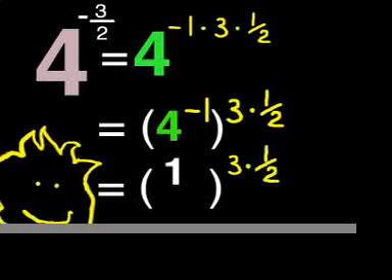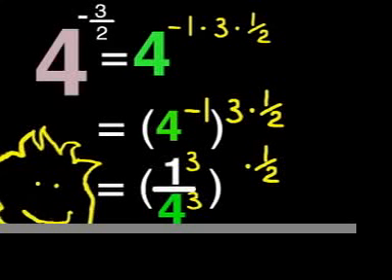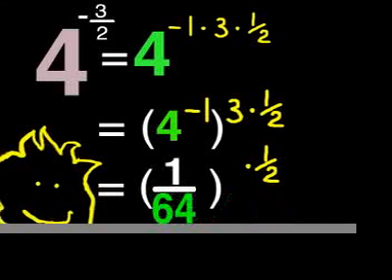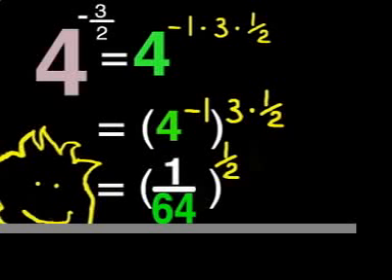So 4 to the negative 1 is 1 over 4. Then we distribute 3 into the parentheses. Raising 1 to any power is still 1. Then we take the square root.